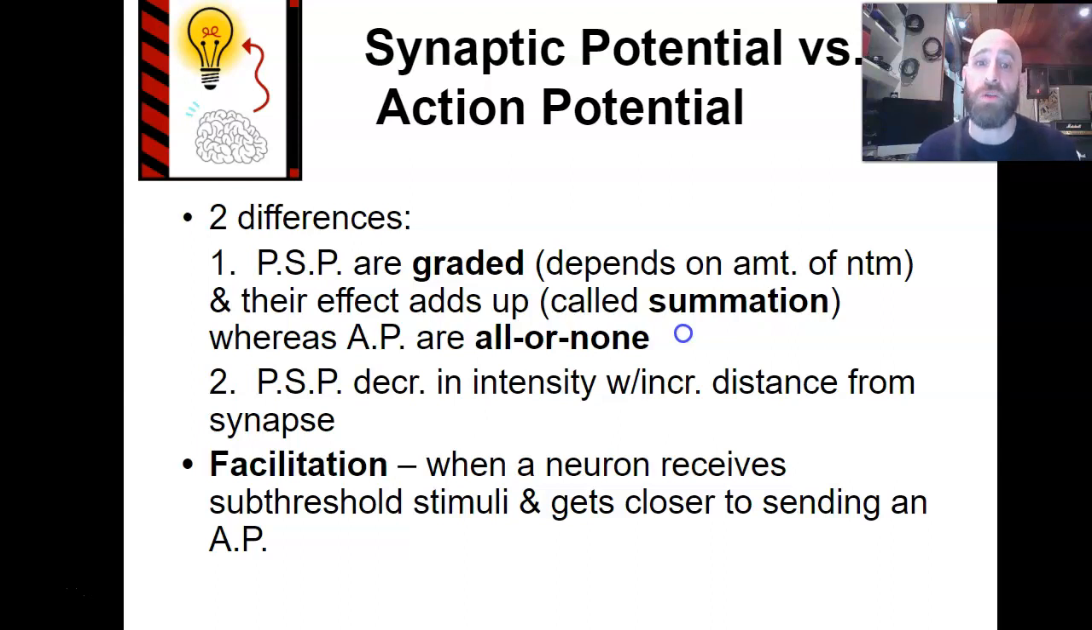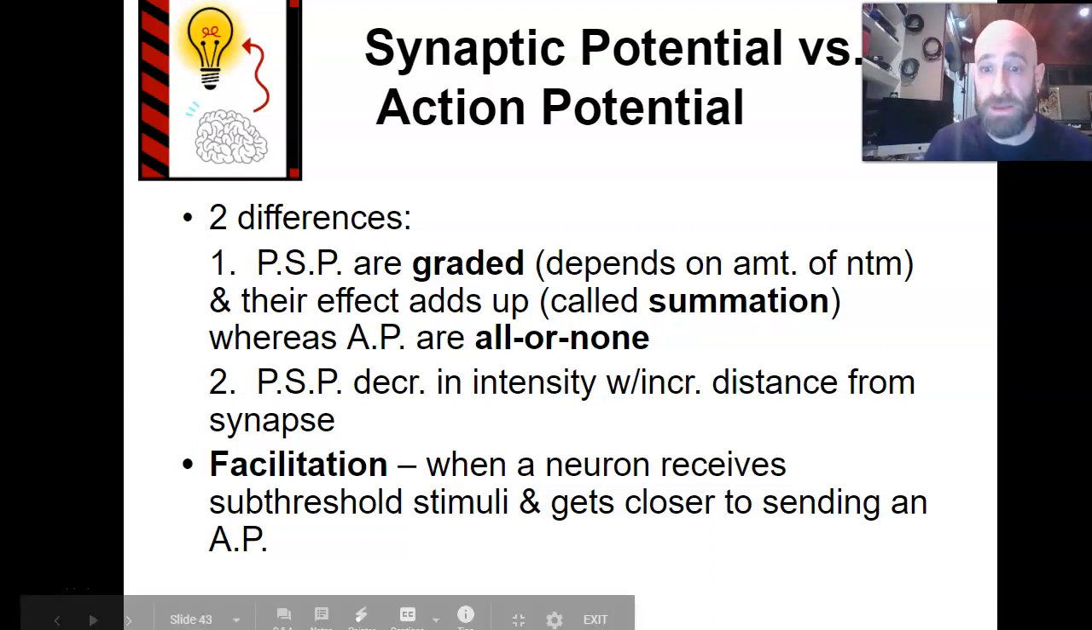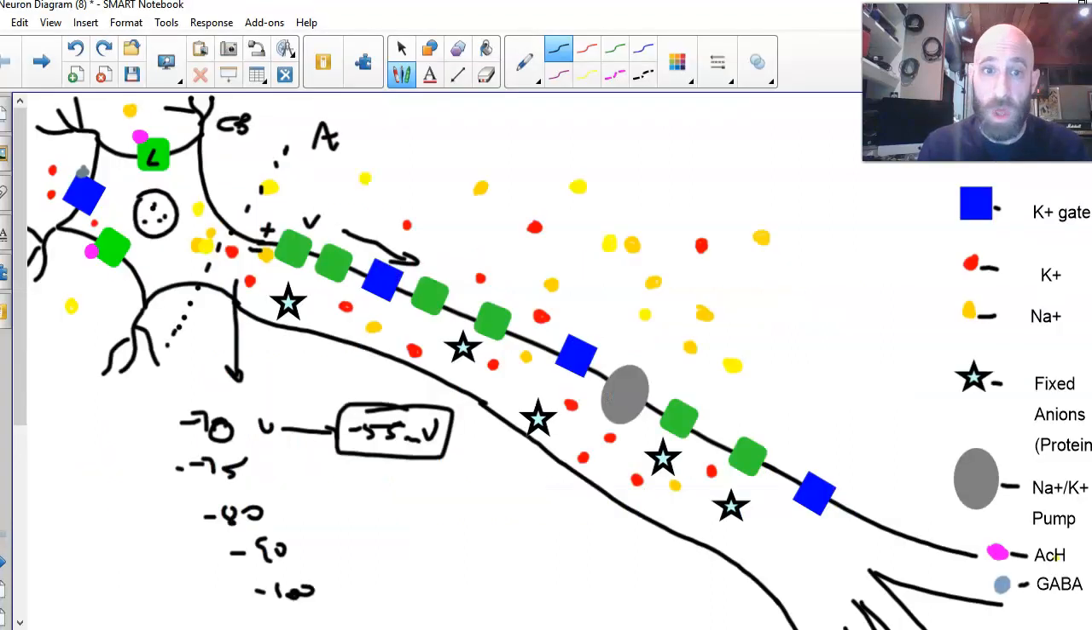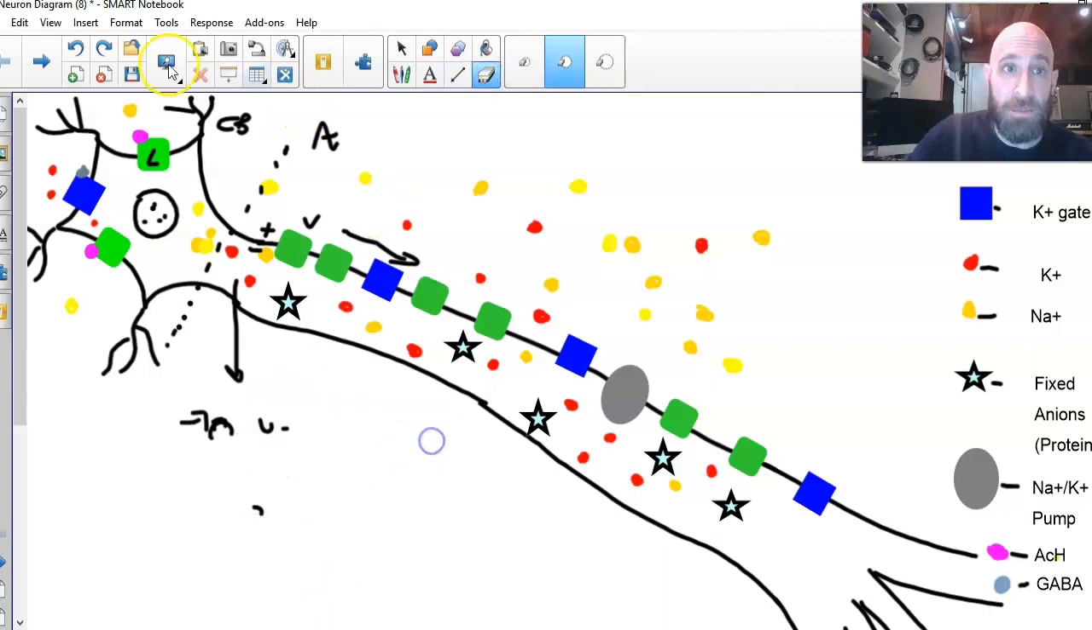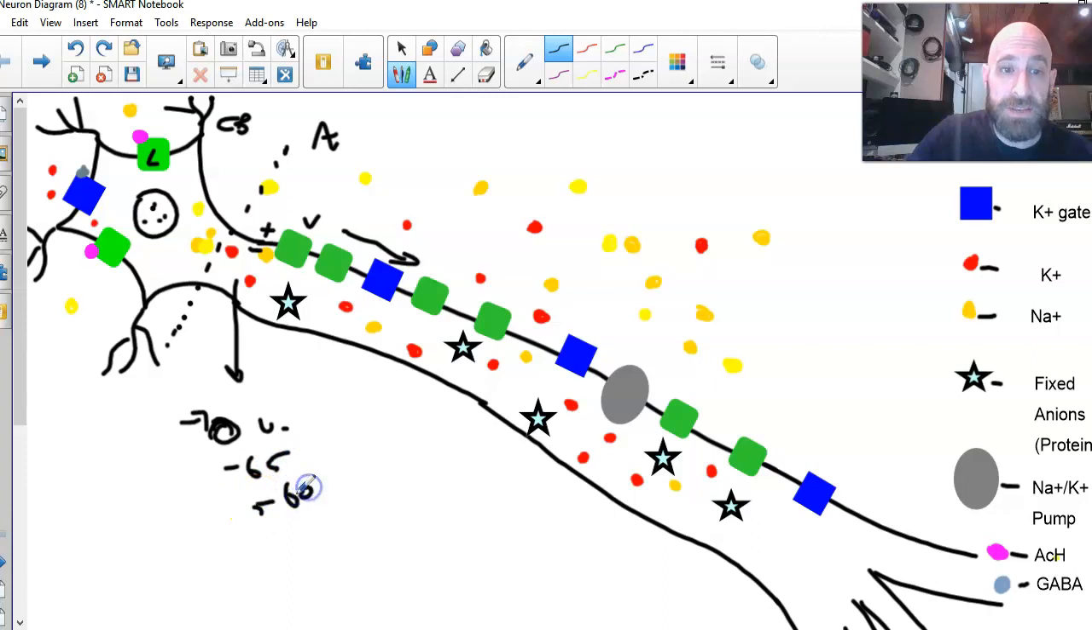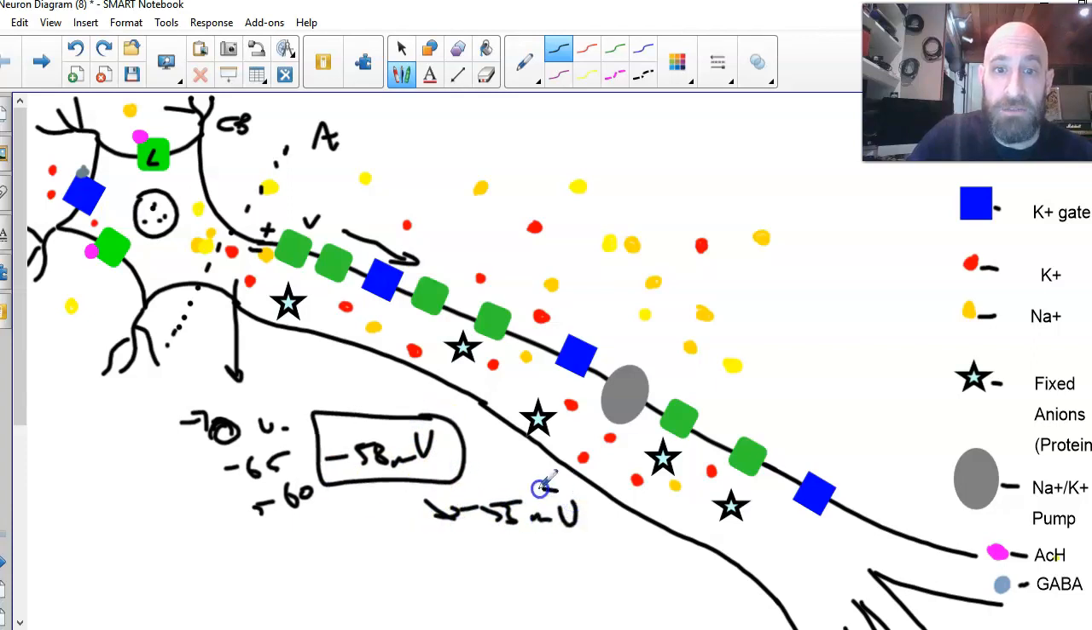So finally, there's a term called facilitation. So what is a facilitated neuron? A facilitated neuron is one that has been excited to a point where it's almost at action potential. So if I go back to my diagram over here, let's say I have a neuron here that is at rest, and I have added some EPSPs to the scenario. We've added some sodium, right? It gets to negative 65, negative 60. Let's say it's at like negative 58. This is a facilitated neuron. It just needs a little bit more to get to that negative 55.